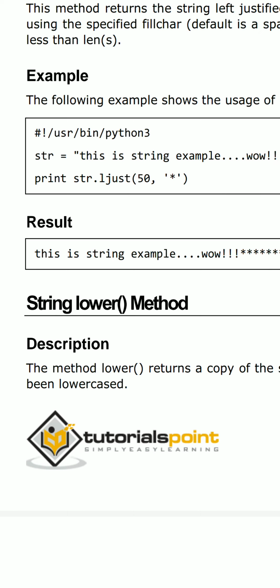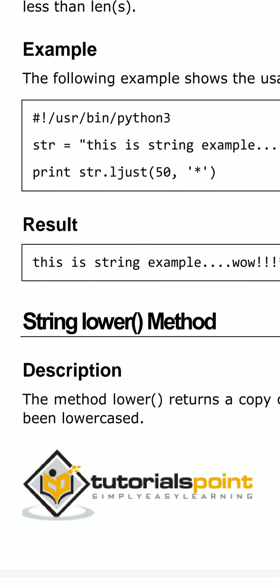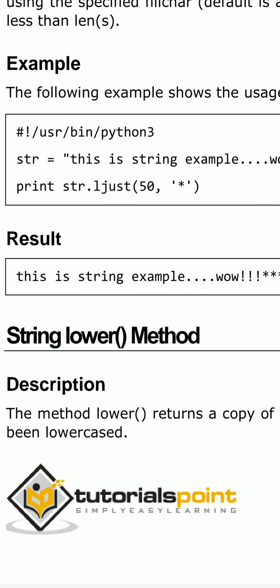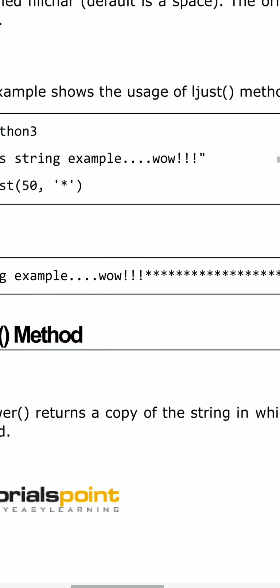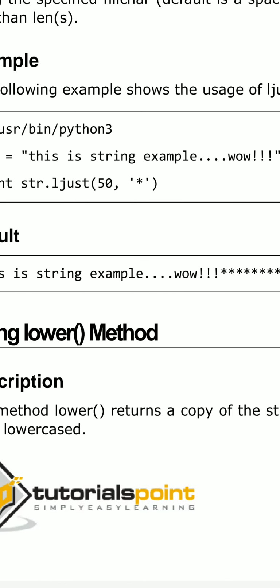Kindly observe the program. I have taken a small program. This is the string example, some string value that is stored in str, and then I am calling the method ljust using the instance operator: print of str dot ljust of 50 comma asterisk. Here the asterisk is enclosed in single quotes. That means after the 50 characters, at the end of the string, it prints the asterisk.